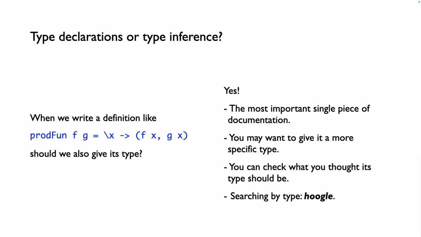So I would argue include declarations. They're useful documentation. They allow you to make types more specific if you'd like that. And they also check that you are indeed defining what you thought you were defining.